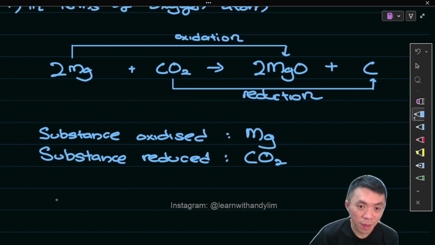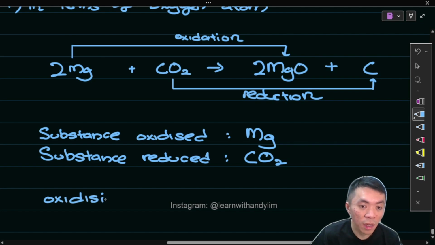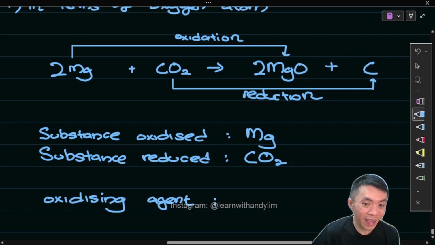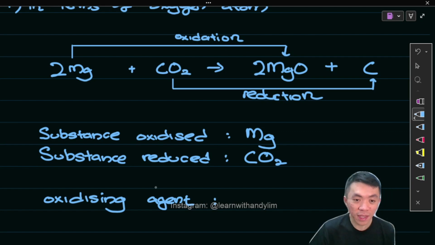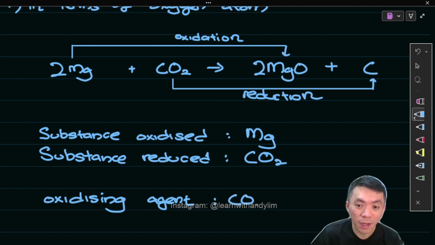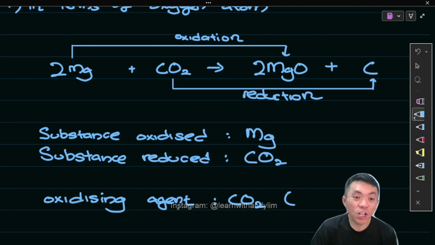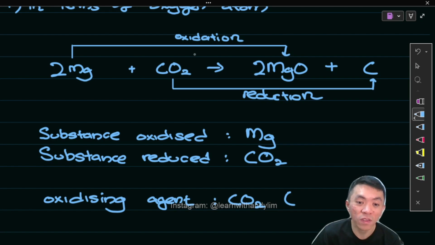At the same time, I can find out which one is my oxidizing agent. Oxidizing agent is always my reduced substance, which is my carbon dioxide in this case. What is the meaning of oxidizing agent? It causes magnesium to be oxidized. So carbon dioxide causes magnesium to be oxidized.